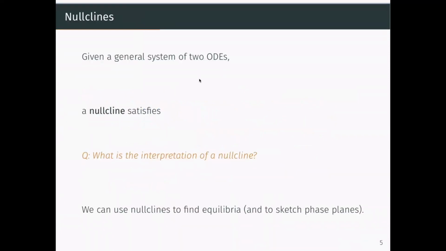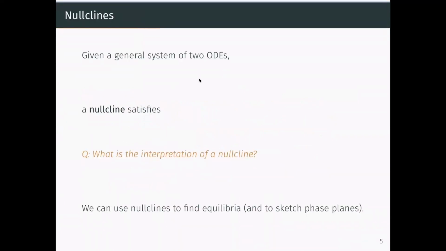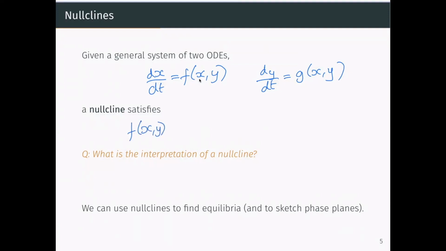Okay, so the first thing I wanted to talk about today is nullclines. These are used both in our algebraic analysis and in our geometric analysis. In general, imagine we have a system of two coupled ODEs: dx/dt is some function f(x,y), and dy/dt is some other function g(x,y). Now, a nullcline of this system satisfies either f(x,y) = 0 or g(x,y) = 0.